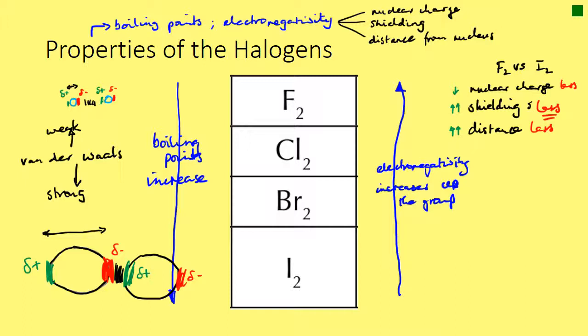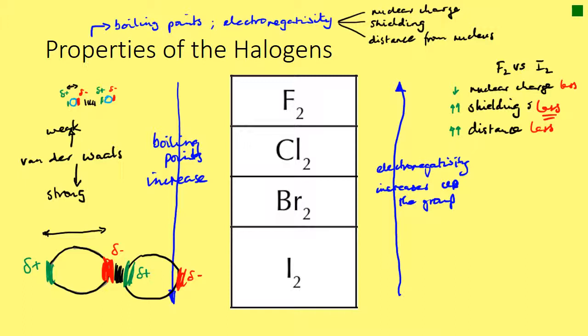Increases up the group. So fluorine is more electronegative than iodine. That's a statement of fact. Let's explain it. Why is fluorine more electronegative than iodine? Well, let's think about nuclear charge. The nuclear charge for fluorine is less than for iodine. Iodine's got a much bigger nucleus than fluorine, so that would not increase its electronegativity.